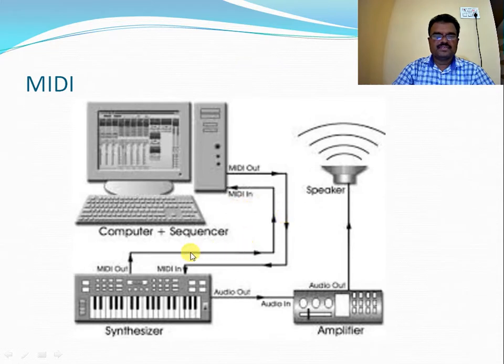Here also we can see a MIDI keyboard, and here we have a synthesizer, a MIDI synthesizer. MIDI in is coming, MIDI out is going, and through this we are giving MIDI in to the computer, and MIDI out here comes into the MIDI in. Whatever we type on the keyboard will be given in the form of music composing in a computer. Here also, through this amplifier, we can hear with the help of a speaker. This is a MIDI keyboard.